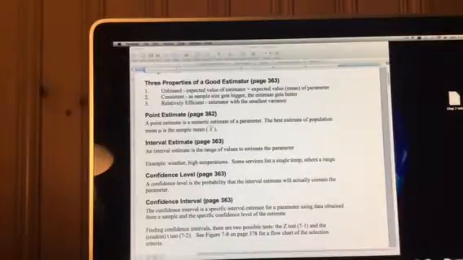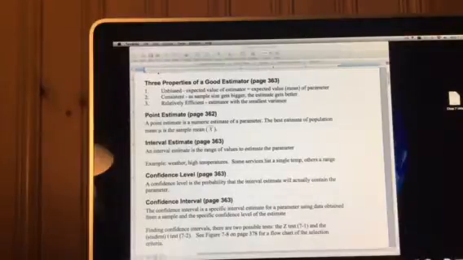The second one, a good estimator is consistent. As you gather more data, your estimate should get better. If you look at your estimate based on a sample of 10, it should give you a certain feel. You get 20 in your sample, you should have a better estimate. You get 100 in your sample, you should get a better estimate.